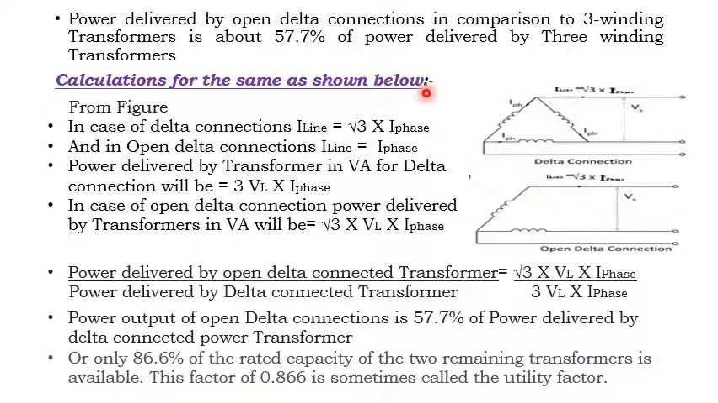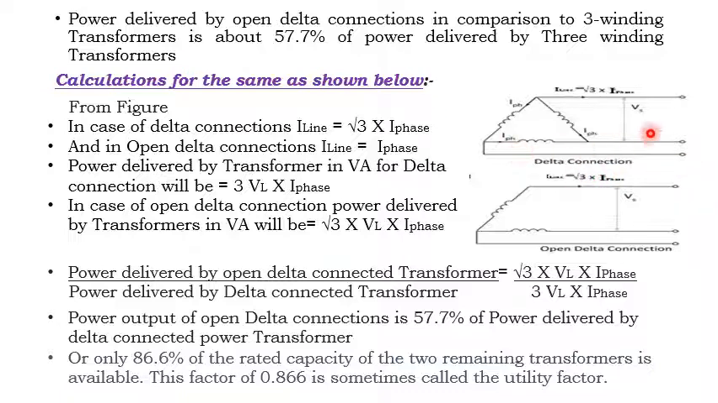The power delivered by the open delta connection in comparison to the three transformer bank is about 57.7% of the power delivered by the three-winding transformer. Suppose the delta-delta combination delivers the entire 100% of the power, but open delta delivers only 57.7% of the power out of 100%. It cannot deliver 100% power. So we'll see how this takes place.